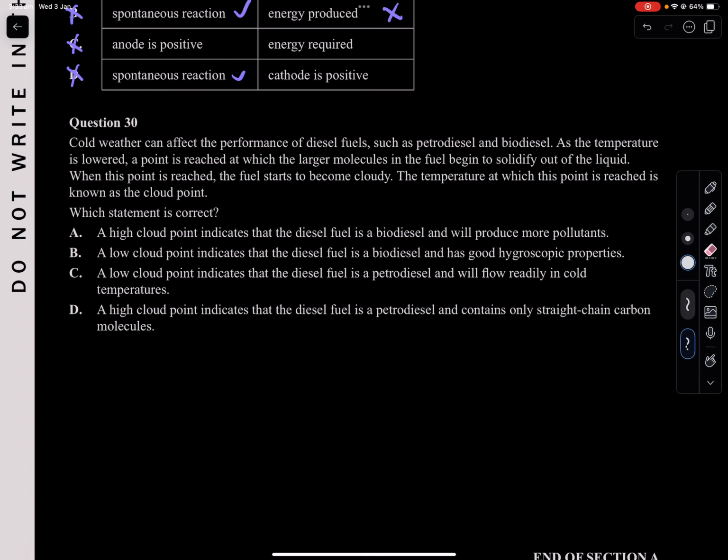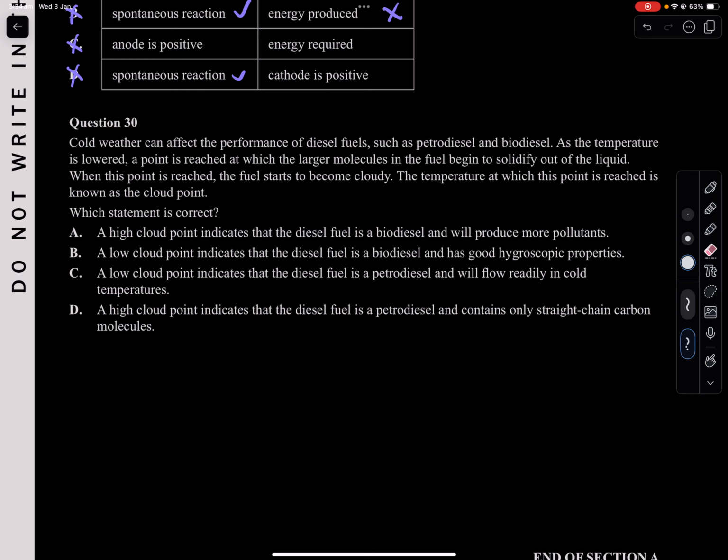Wow, very tiring. Cold weather can affect the performance of diesel fuels such as petrodiesel and biodiesel. You should know that. Remember, at cold temperatures biodiesel has a high viscosity, meaning that it doesn't flow through fuel lines, whereas petrodiesel does flow nicely. As the temperature is lowered, a point is reached at which the larger molecules in the fuels begin to solidify out of the liquid. When this point is reached, the fuel starts to become cloudy. The temperature at which this point is reached is known as the cloud point.